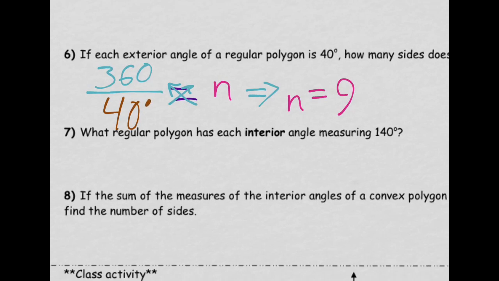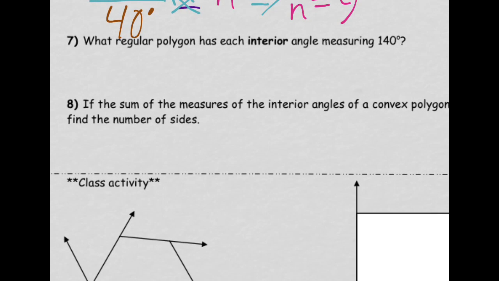Okay, I want you to try this one. What regular polygon has each interior angle measuring 140? Here's my hint to you. You have to figure out the equation that tells us the measure of each interior angle. What equation do we use when we're talking about polygons to find the measure of each interior angle? Go ahead and look at your notes for that, and remember that you already know the measure of one of those interior angles. Pause it now and try it.